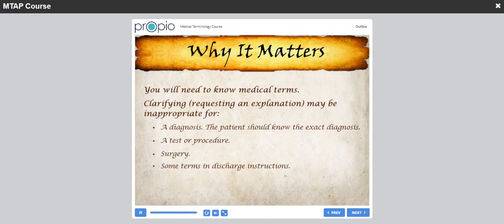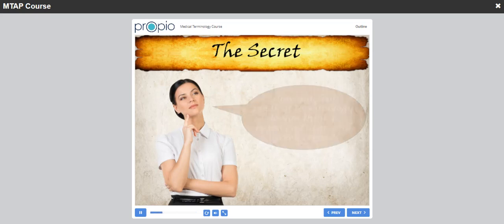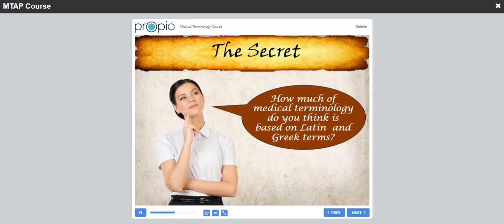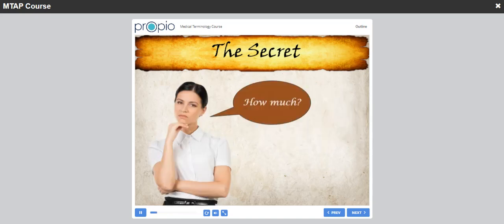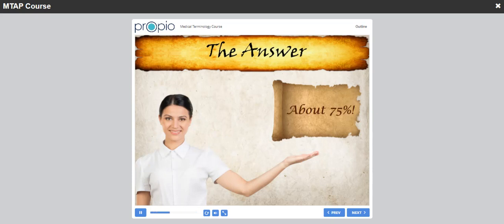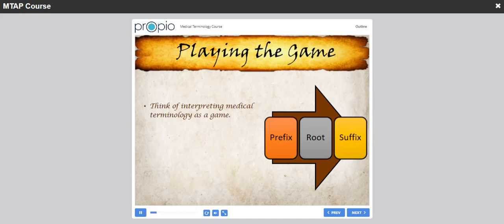Here's the secret. How much of medical terminology do you think is based on Latin and Greek terms? How much? About 75%. Think of interpreting medical terminology as a game. The game is about meaning, extracting the meaning of medical terms. Before you start, let me explain the basic rules of the game.